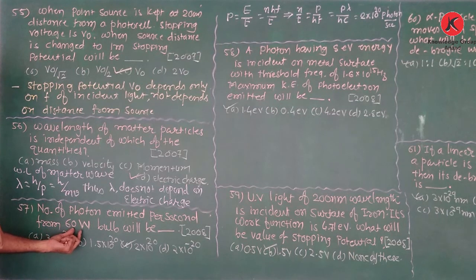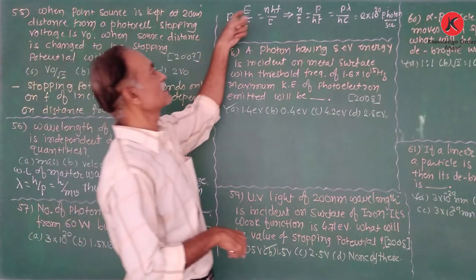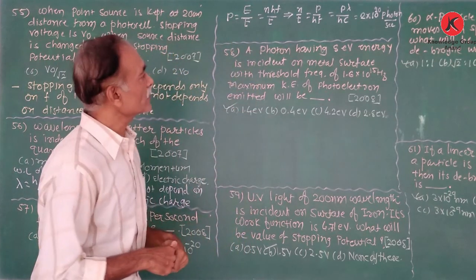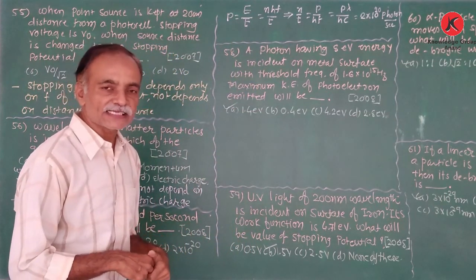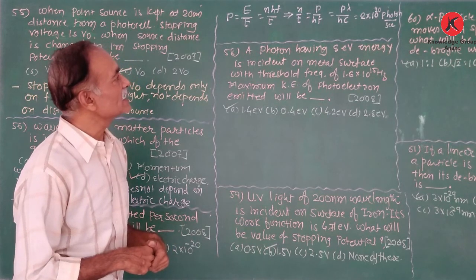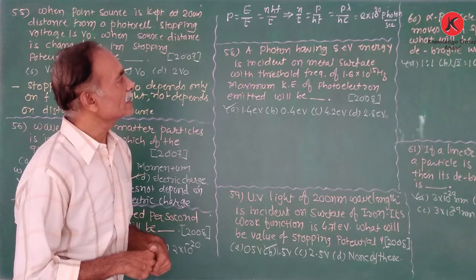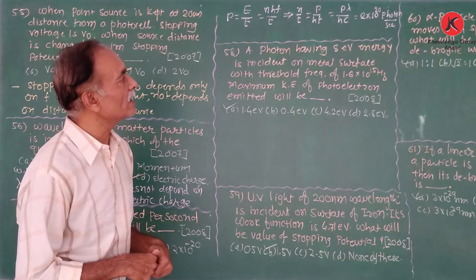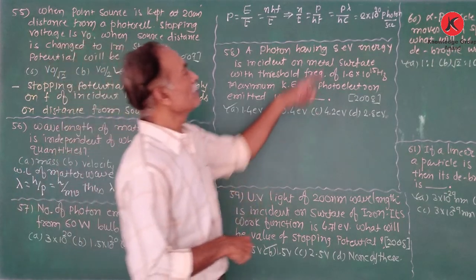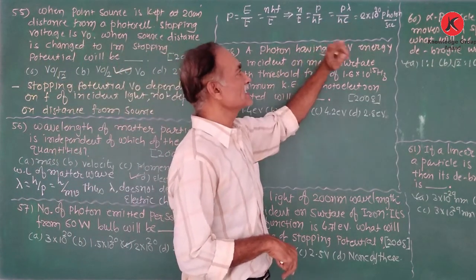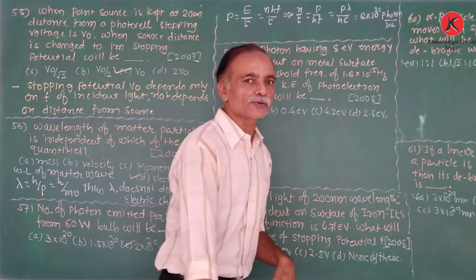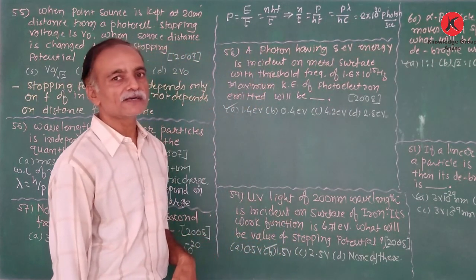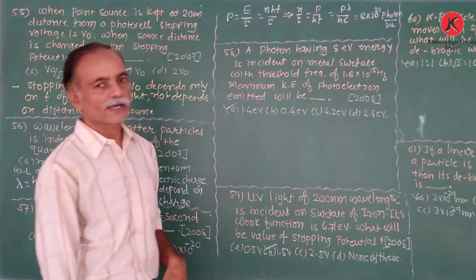Again, the number of photons emitted per second from a 60 watt bulb will be: power is equal to total energy upon time. Suppose N photons are present, then N is equal to hf upon T. Therefore, N upon T is equal to P upon hf, which is P lambda upon hc, equal to 2 × 10^20 photons per second. Clear? Okay.